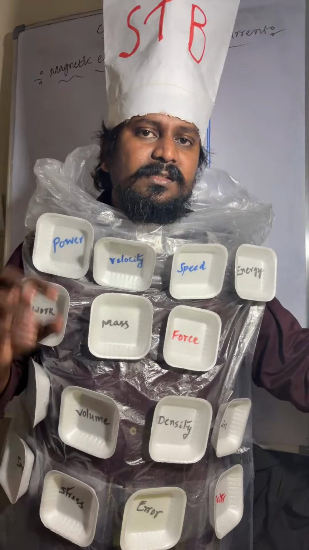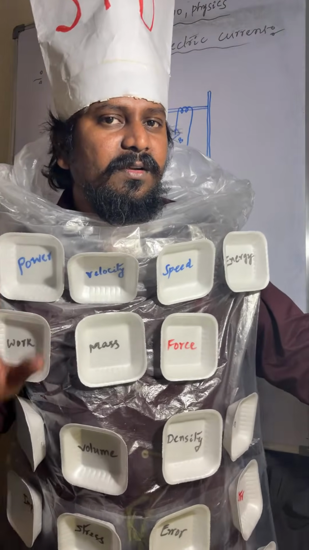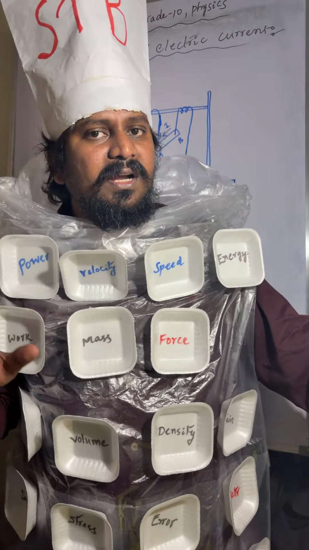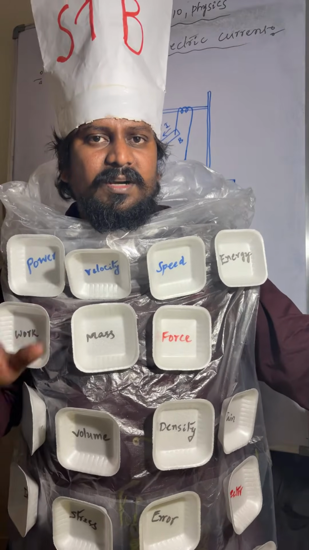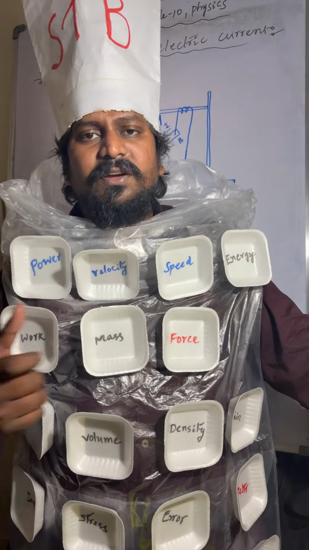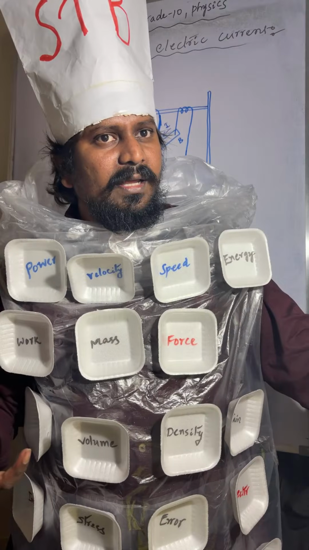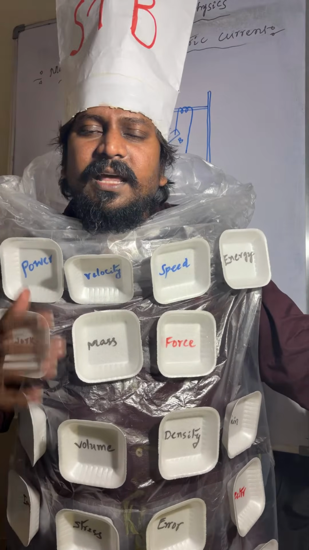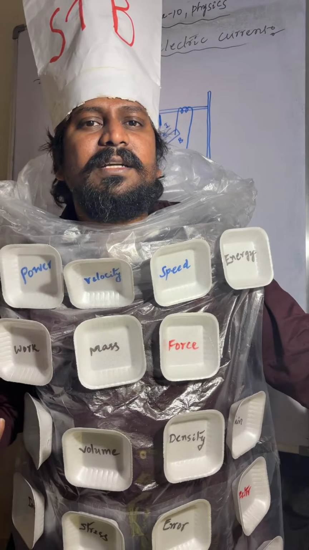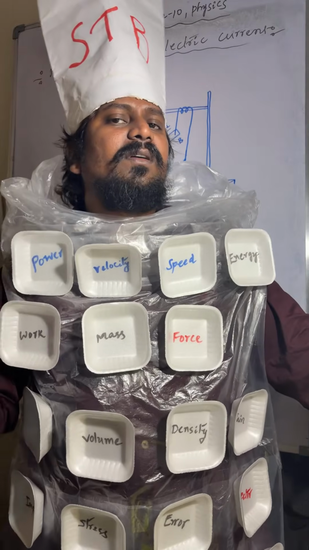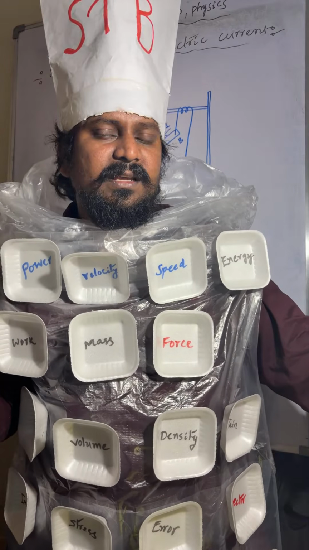So next one, short circuit. Short circuit is nothing but the direct contact of the live wire and neutral wire. Sometimes the insulation of the wire may wear out. At that time, what happens? The direct contact of the live wire and neutral wire takes place. Then a heavy amount of current will be drawn from the mains.